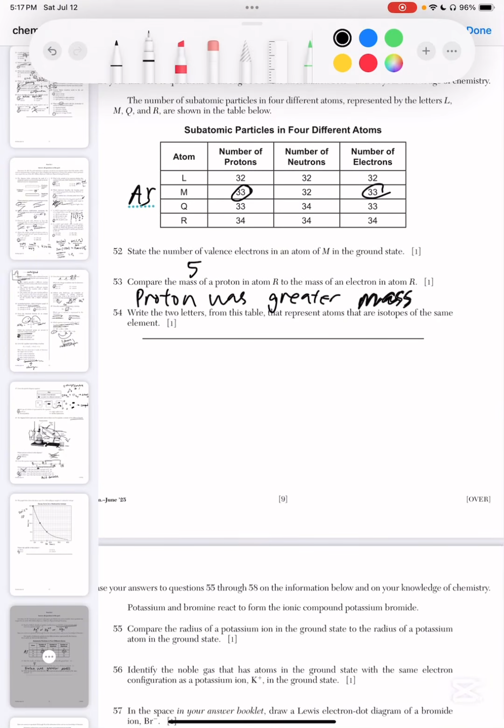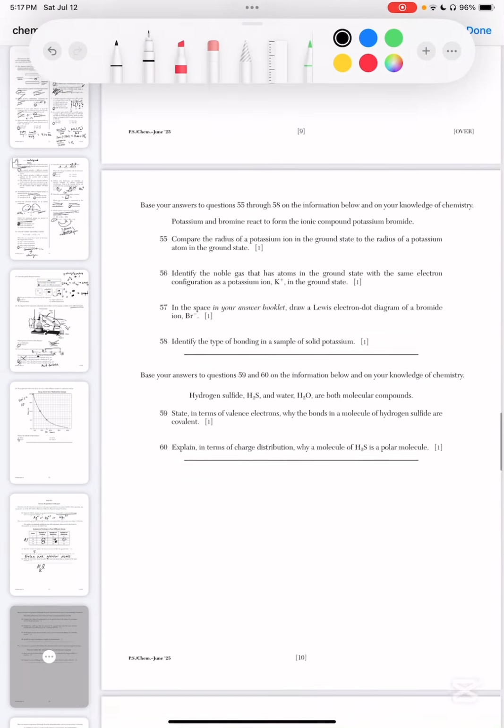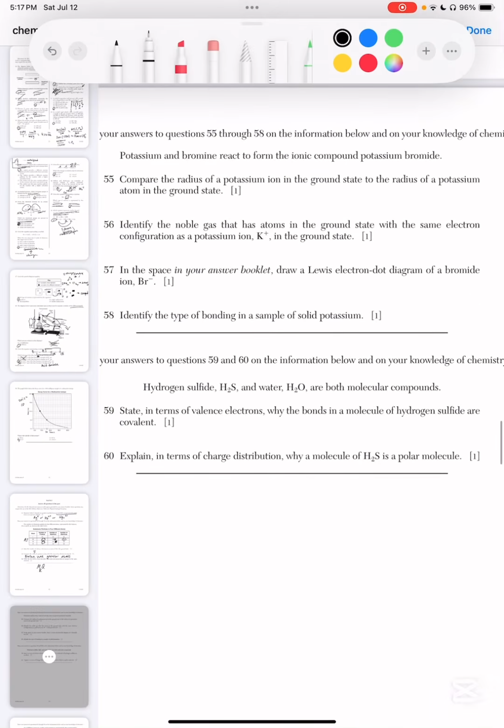Write the 2 letters from this table that represent atoms that are isotopes of the same element. M and Q, because, oh, should I write MQ or MNQ? Because they have the same number of protons but a different number of neutrons. So when that happens, that's how you know you have an isotope, or you have 2 isotopes.